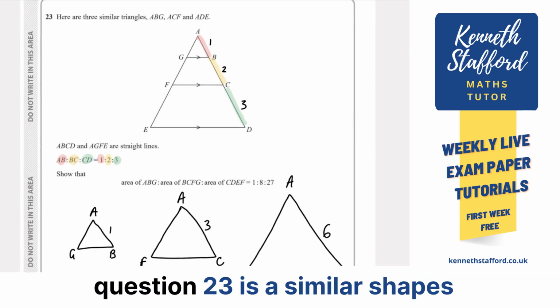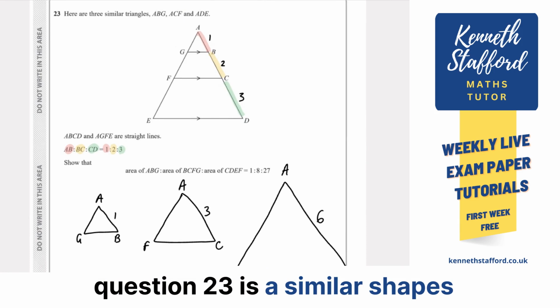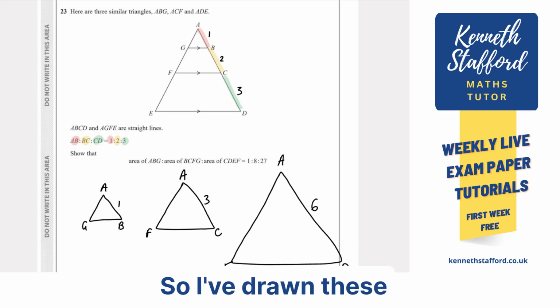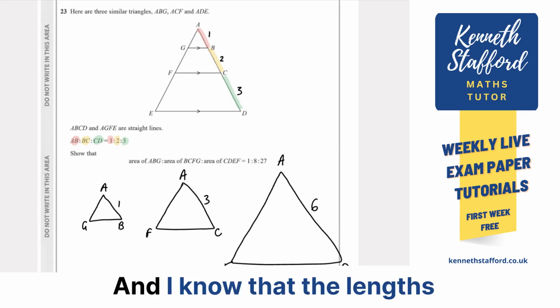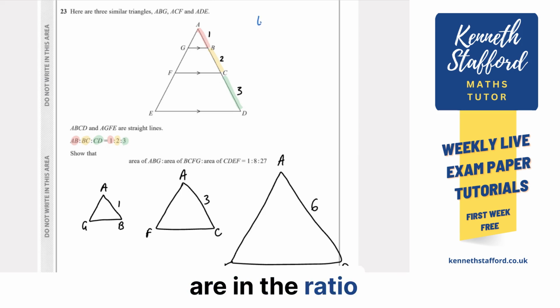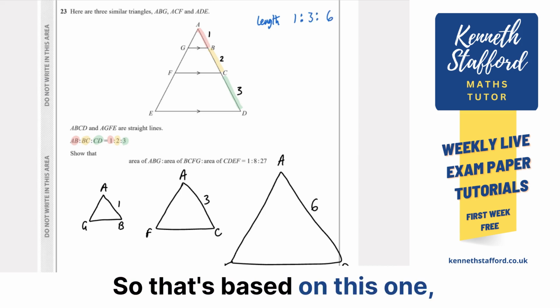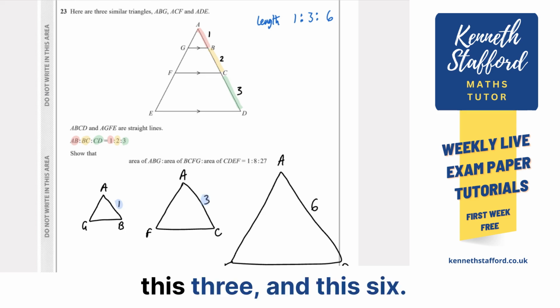Okay, question 23 is a similar shapes question. It also involves area. So I've drawn these 3 triangles, these 3 similar triangles separately. And I know that the lengths are in the ratio 1 to 3 to 6. So that's based on this 1, this 3, and this 6.